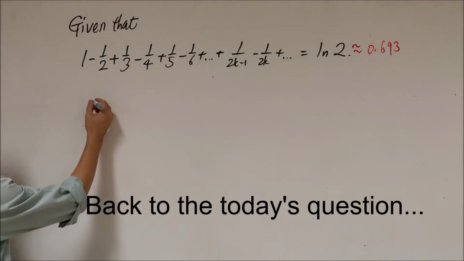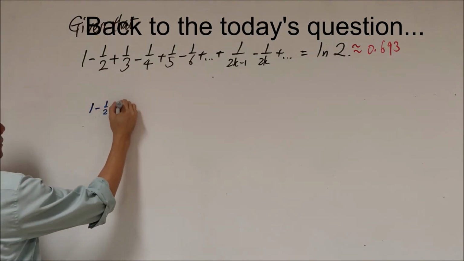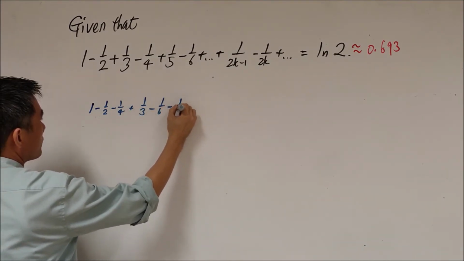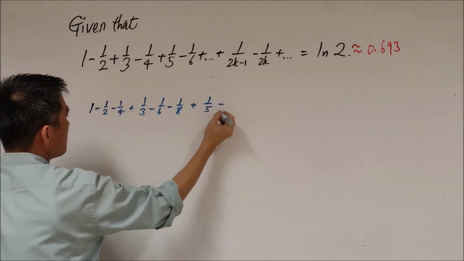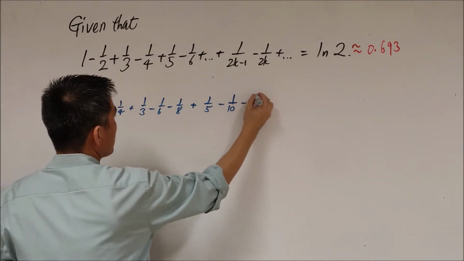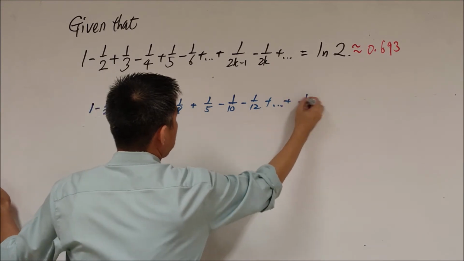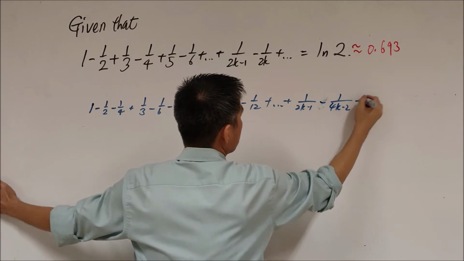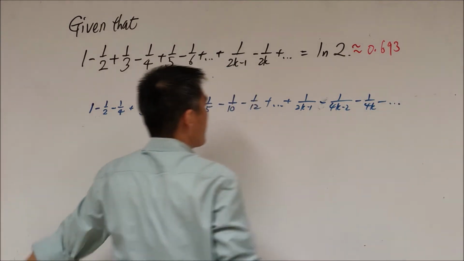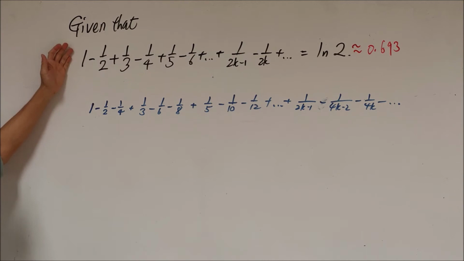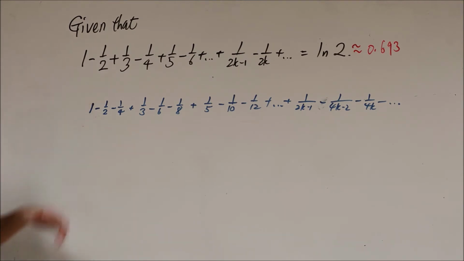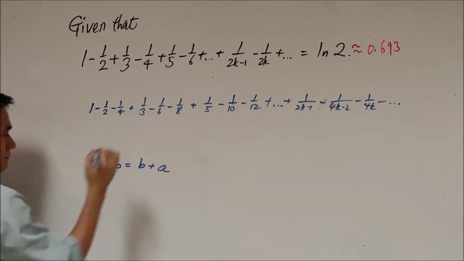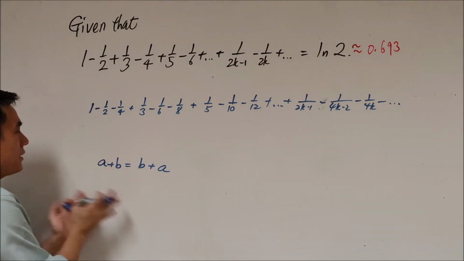For this question, 1 minus half minus 1 over 4 plus 1 over 3 minus 1 over 6 minus 1 over 8 plus 1 over 5 minus 1 over 10 minus 1 over 12. This is 1 over 2k minus 1, minus 1 over 4k minus 2, minus 1 over 4k. Note that the commutative law does not obey if you have infinitely many terms. That is, in general, a plus b equals b plus a. This is true if you have finitely many of them.